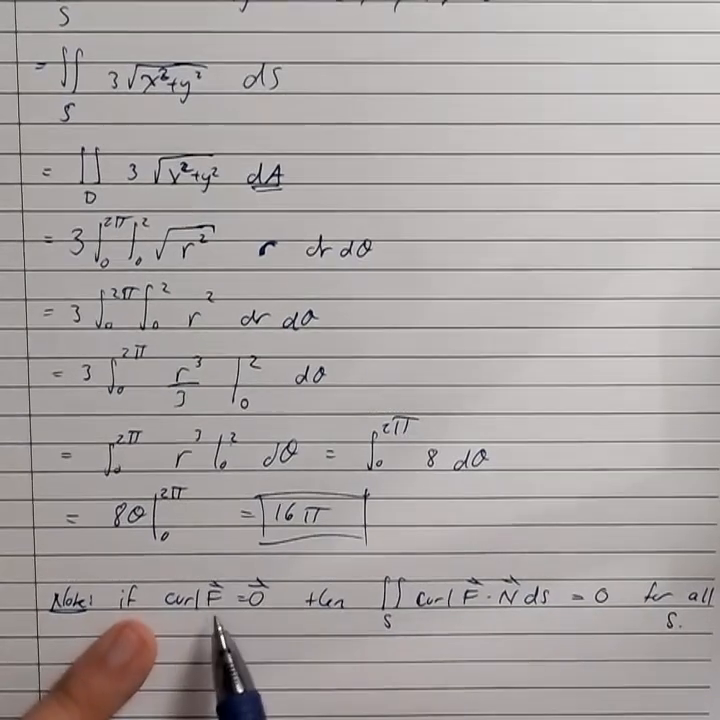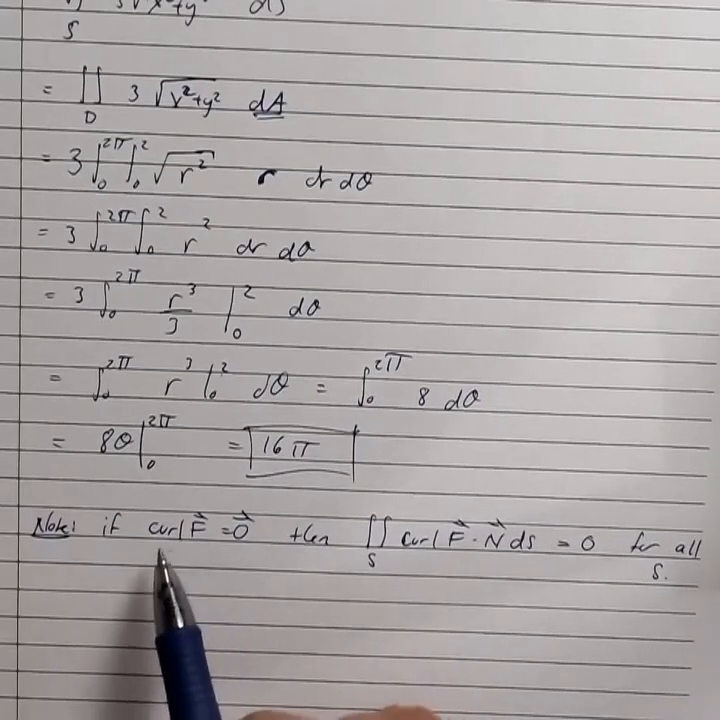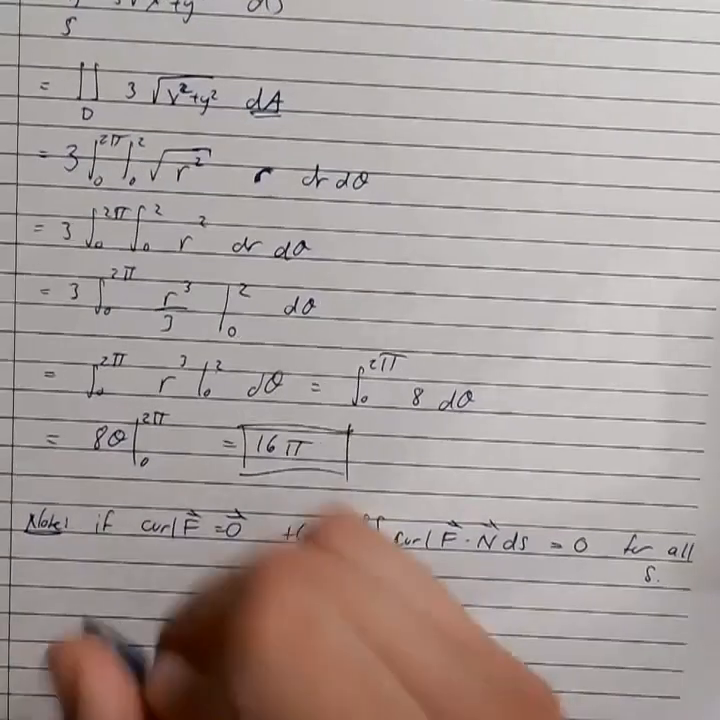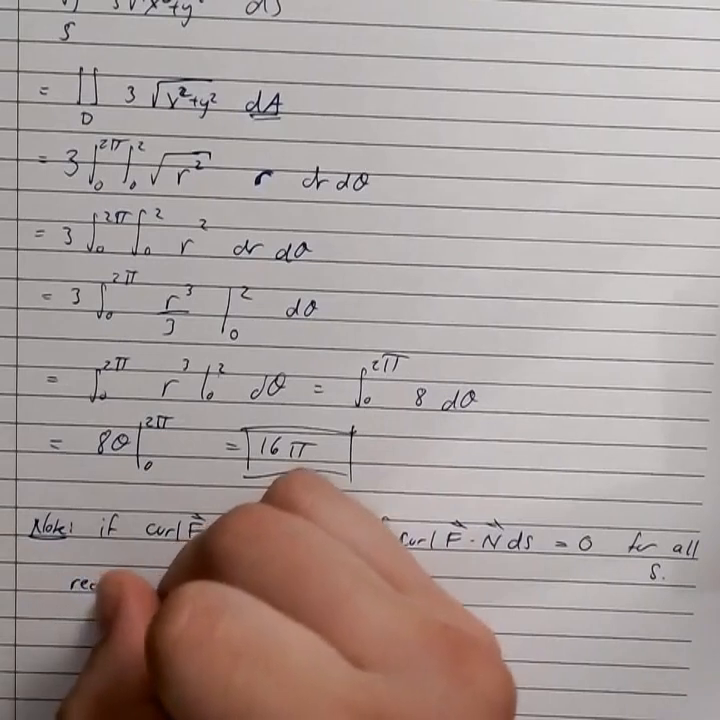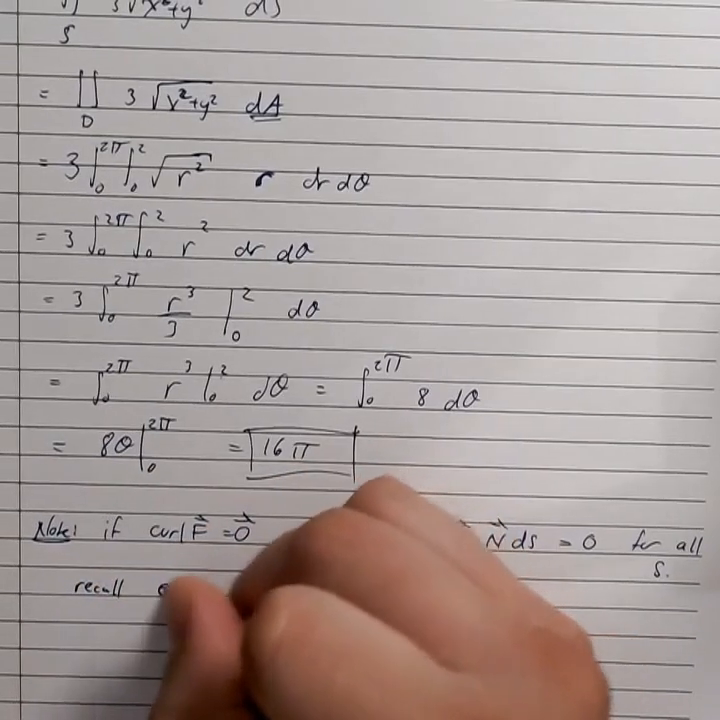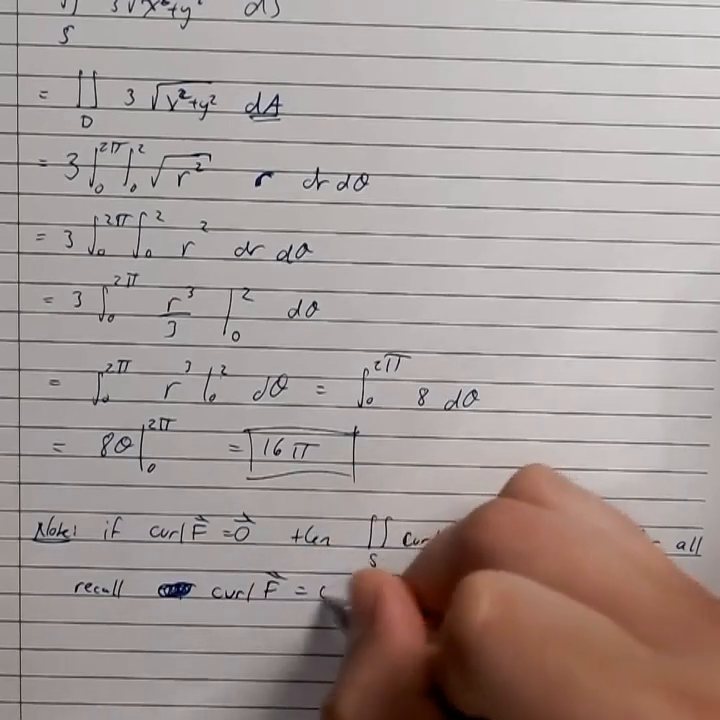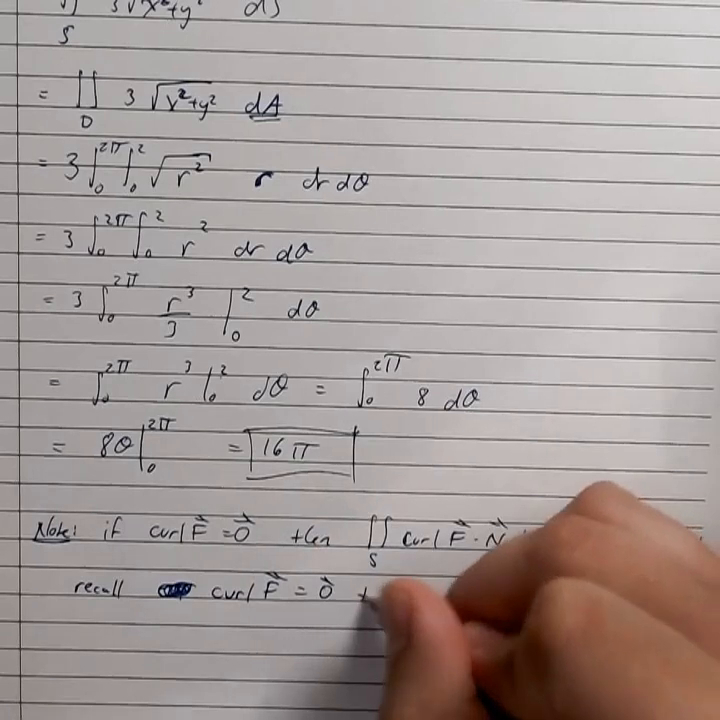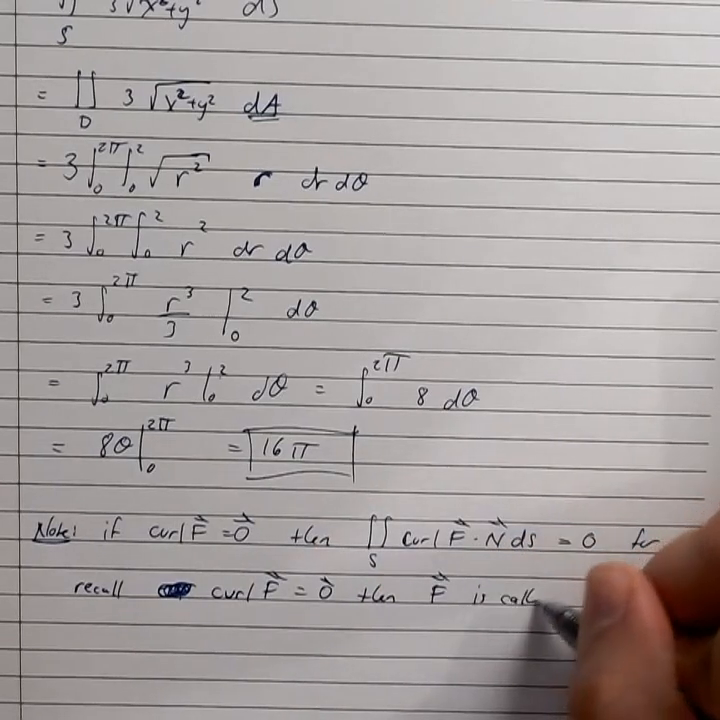If we go back to section 5.1, where we first defined what the curl is, we had a name for a vector field whose curl was 0. It was called an irrotational vector field. Recall that if the curl of f is equal to the 0 vector, then f, the vector field, is called irrotational.